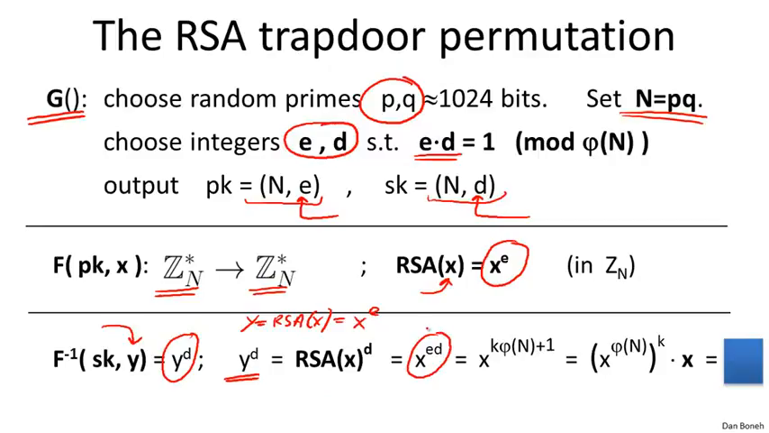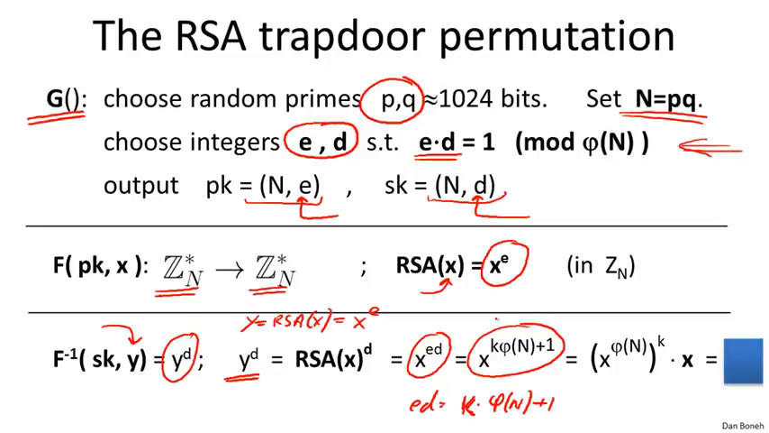But what do we know about e times d? e times d we said is 1 modulo phi of n, and what that means is there exists some integer k such that e times d is equal to k times phi of n plus 1. This is what it means that e times d is 1 modulo phi of n. So we can simply replace e times d by k times phi of n plus 1. So that's what I wrote here. So we have x to the power of k times phi of n plus 1.